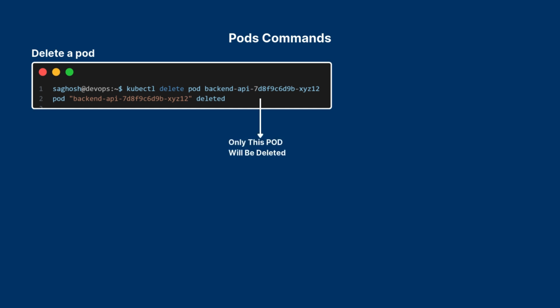This command deletes a specific pod from the Kubernetes cluster. When you run this command, Kubernetes removes the pod and its containers. If the pod is a part of a deployment, replica set, or stateful set, the controller will automatically create a new pod to maintain the desired number of replicas. Deleting a pod is useful for forcing a restart, applying configuration changes, or removing faulty pods that cannot recover.